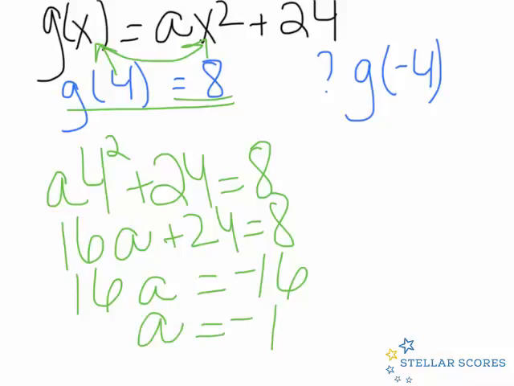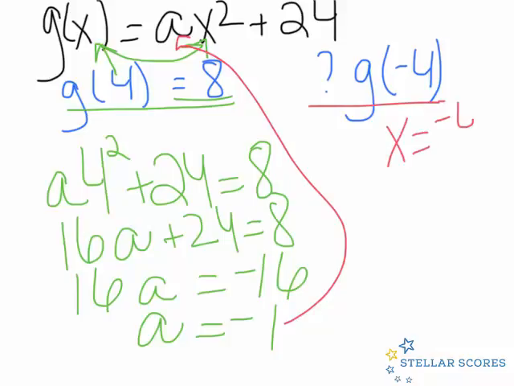Aha! But unfortunately, that's not what they asked us. They asked us, what is g of negative 4? So now that we know a is negative 1, which we're going to sub in here, again, g of negative 4 is the same as saying x equals negative 4. So let's put x equals negative 4 and a equals negative 1 into the equation and see what we get.